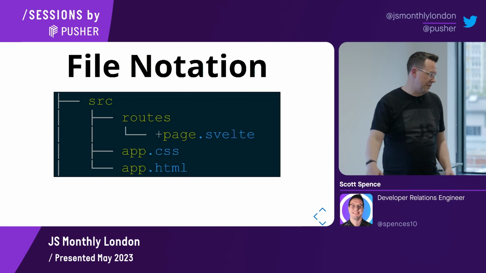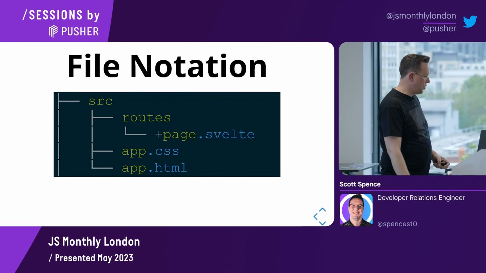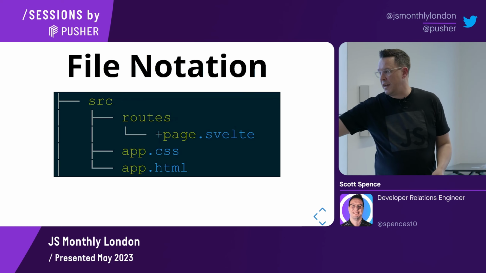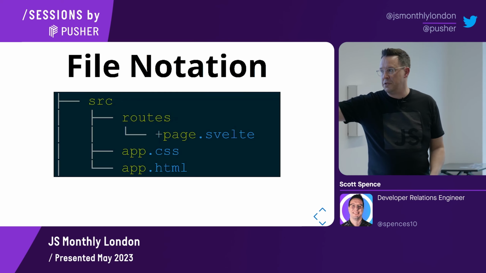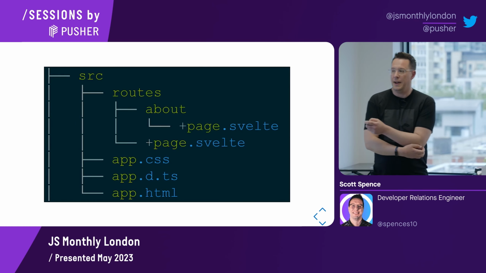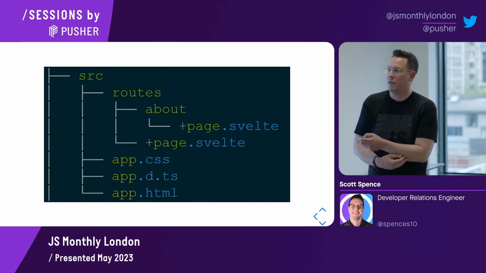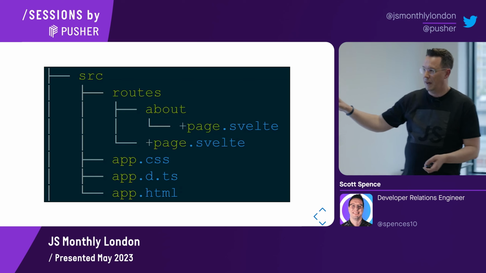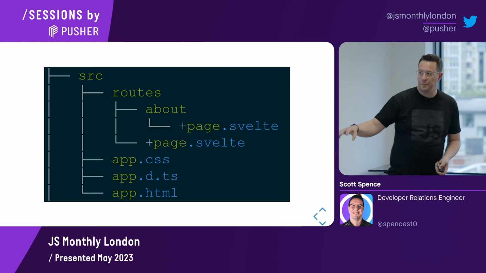Around August last year, rather than this plus page notation here, you could just say this is the index page, .svelte. In your routes folder, that would be your home page. You could go to an about page, and rather than have this folder, you could just have about.svelte. In August, they changed that.